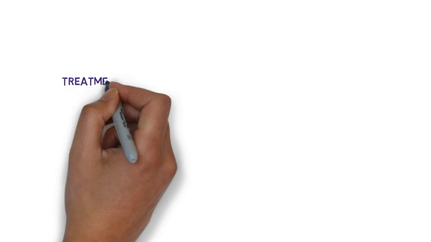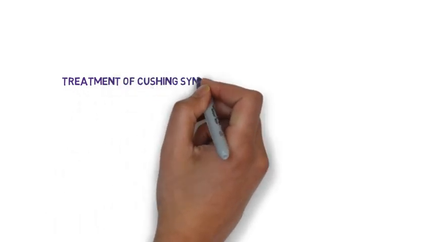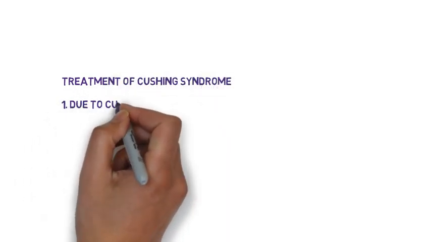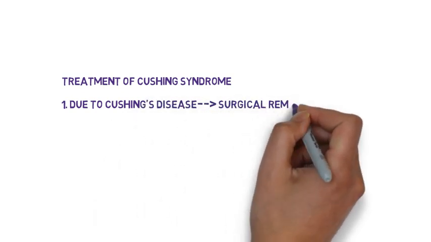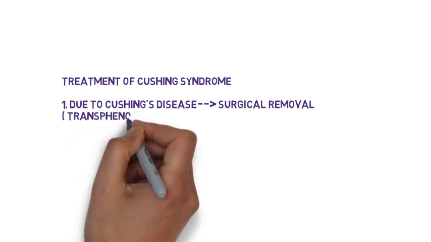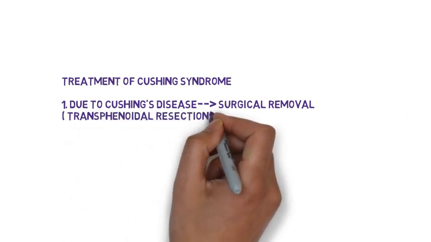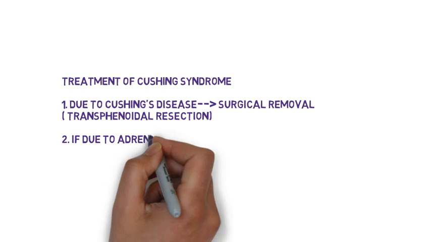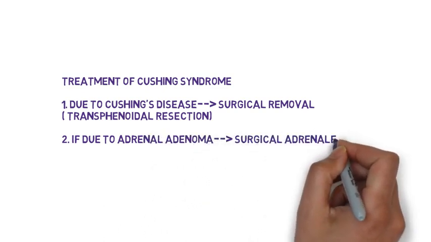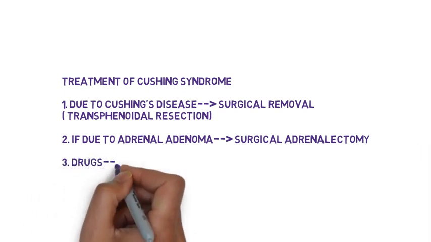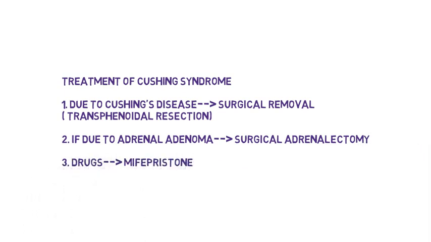And what is the treatment of Cushing syndrome? Well, if it's due to Cushing's disease, you want to surgically remove the pituitary adenoma, and that's done by transsphenoidal resection. If due to adrenal adenoma, you will get surgical adrenalectomy, so remove the adrenal glands. And sometimes you can give a medication, but of course surgery is preferred over this medication.